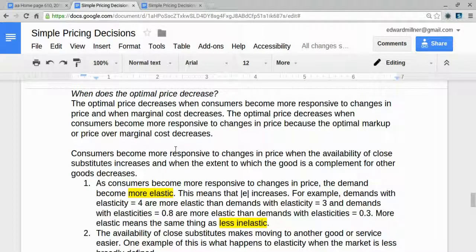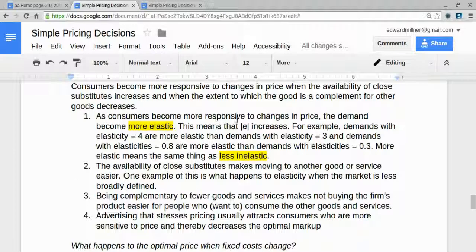Price decreases for the opposite reasons. The optimal price decreases when consumers become more responsive to changes in price and when marginal cost decreases. The optimal price decreases when consumers become more responsive to changes in price because the optimal markup decreases. The optimal margin, that's the word I want, margin decreases. Consumers become more responsive to changes in price when the availability of close substitutes increases and when the extent to which the good is a complement for other goods decreases.